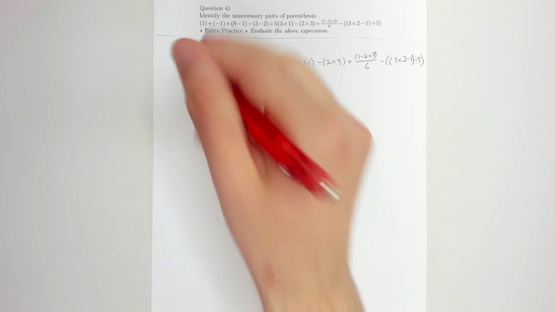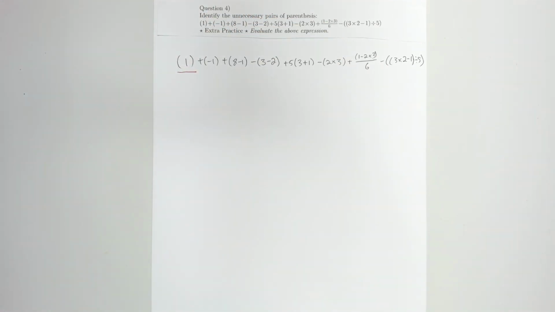Question 4. All right, so question 4 gives this big complex expression, but we don't have to evaluate it. All it says is just identify the unnecessary pairs of parentheses. All right, so for this one, let's just go through in order and see what happens. So we have a 1 here. Now, a 1, it doesn't need to be in parentheses, right? It's just a single number. So this one is not necessary.